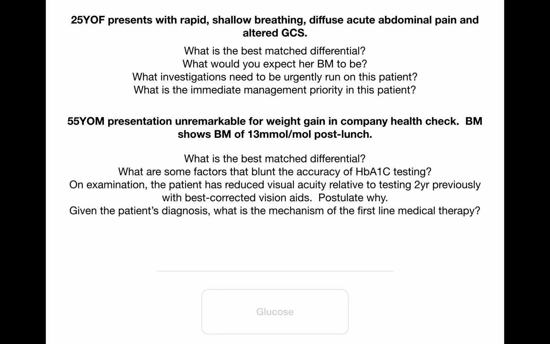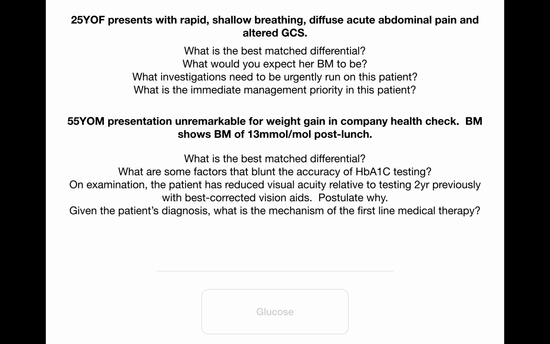Given the patient's diagnosis, what is the mechanism of the first-line medical therapy? Pause the video. So the answer to this is metformin is the first-line therapy. Try it for 3 months and then throw in a second line. Try it for 3 months, throw in a third line. As well as all of the non-medical therapies, diet, lifestyle, dietitians, all of that. Exercise, smoking.